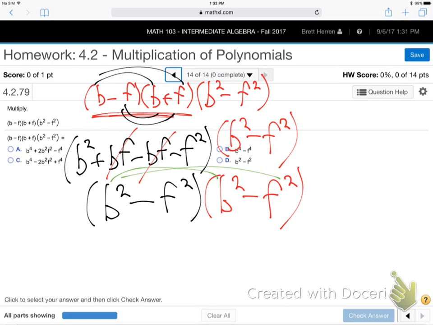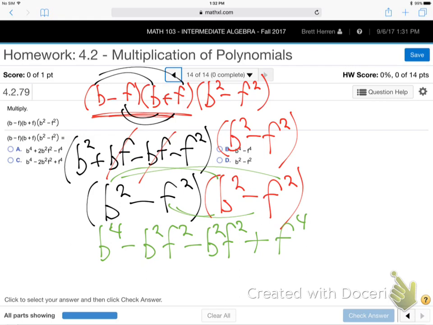All right, so distribute it. Here we go. B to the 4th, powers add, right? B to the 4th minus B squared F squared. Then this guy's going to go to both. Minus B squared F squared plus F to the 4th. We good there? All right, racing ahead of you. You good so far?